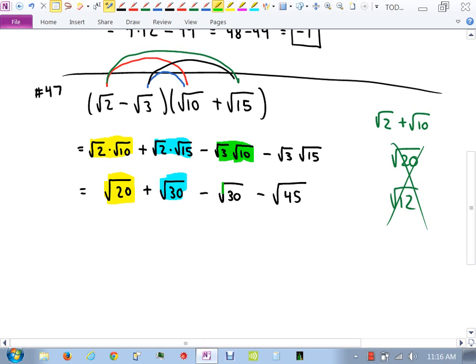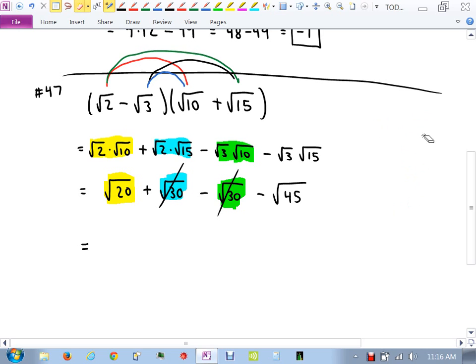All right. This is this. So on and so forth. Now, do you see something good here? Do you see anything good that happens? The root 30s cancel each other out. That's good, because I don't have to worry about that now. And now what I need to do is break down these other two roots, 20 and 45.